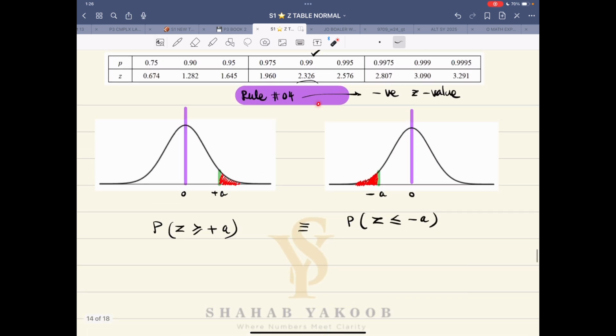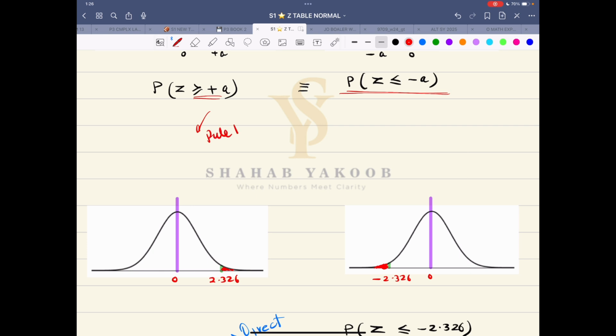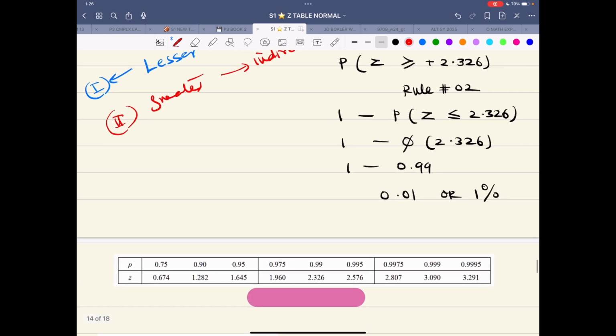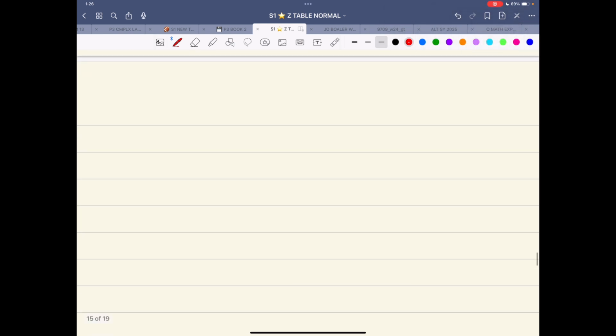And rule number 4, again symmetry is used. That is again negative z value, z lesser than or equal to negative a is greater than or equal to positive a. So therefore this becomes rule number 2. So the summary till now is this. Let me write over here. So first of all, let me make a box, a blue box, and that's a red box.